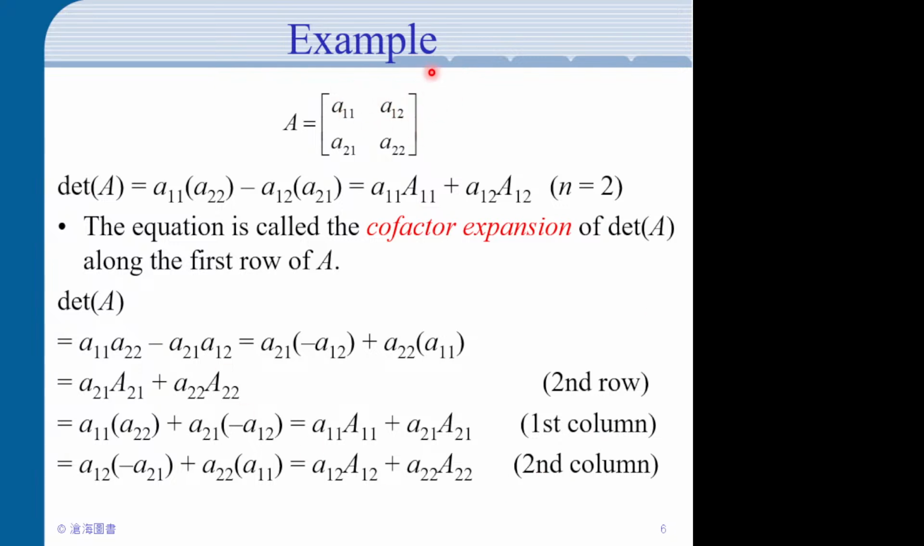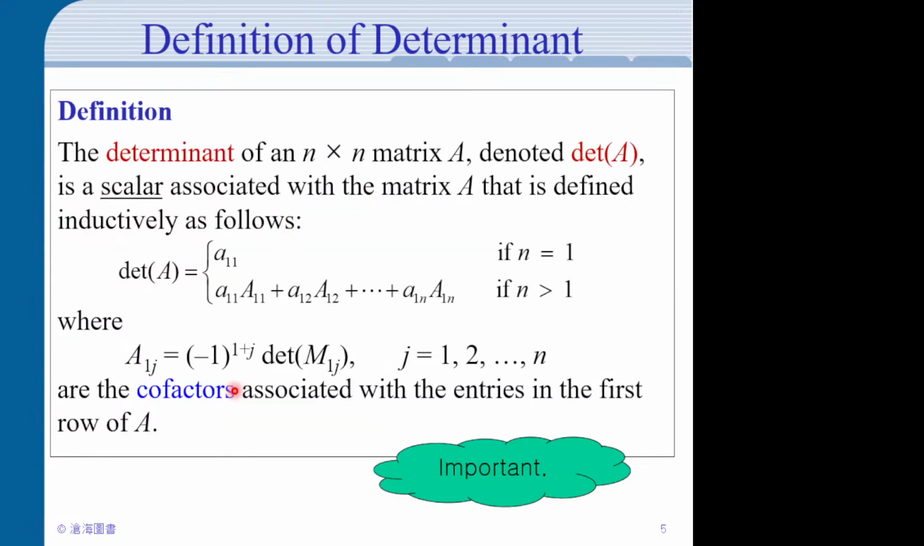So we expand on the first row, and so we have A11 multiplied by the determinant of its cofactor matrix. So the M11 is just this A22 entry. So I have A11 times big A11, which is the determinant of this thing. So it's A22 times minus 1 to the 1 plus 1, which is 1.